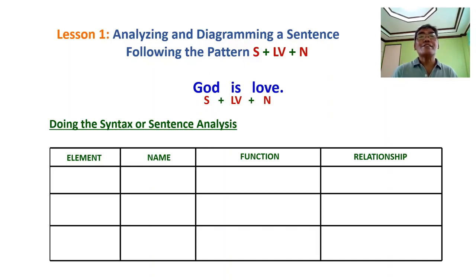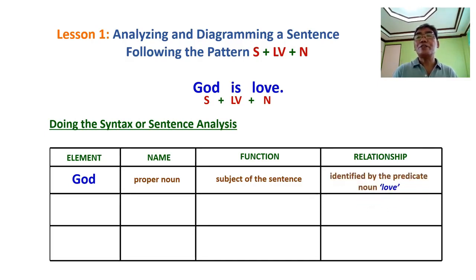Let's now start analyzing the sentence, God is love. Our first element or word is God. This noun is a proper noun. Let me consider this as a proper noun because I am referring this noun to our supreme being. The function of this word in the sentence is that it is used as subject. God is the subject of the sentence. God is love.